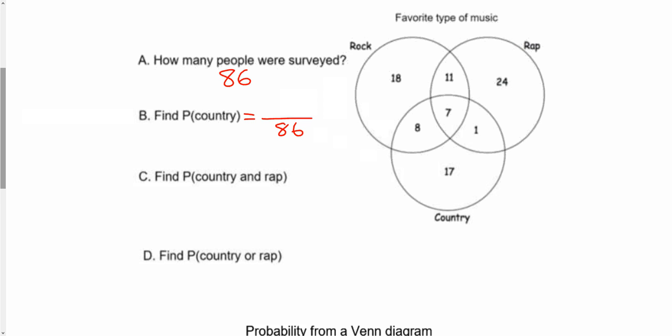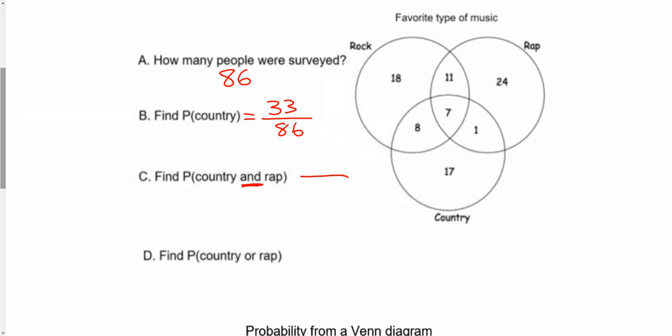So how many people like country music? Good. The other class, at first they thought it was just 17. But when I talk about country music, I'm talking about the whole circle. So country music people, what did you say, 33? Yeah, you're looking at the entire circle, so you add up all the small pieces. Okay? Next, wait a second.